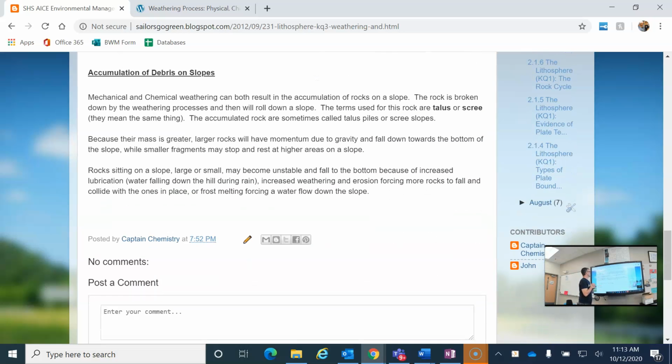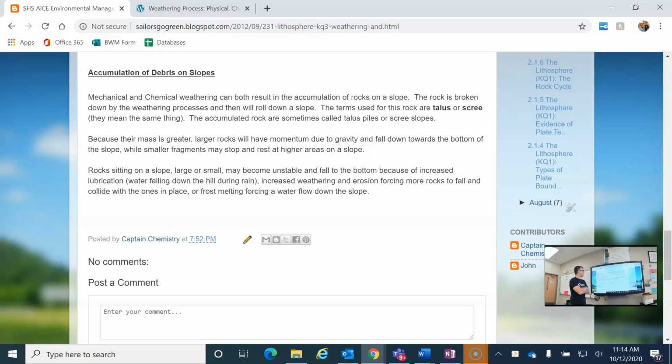Accumulation of debris on slopes. So mechanical and chemical weathering can both result, when it breaks down, in the accumulation of debris or smaller rocks that just start to accumulate on a slope. Eventually something could happen. The rock is broken down and then will roll down the slope. The terms for that rock are called talus or scree. You might hear it as both. The accumulated rock are sometimes called talus piles or scree slopes.